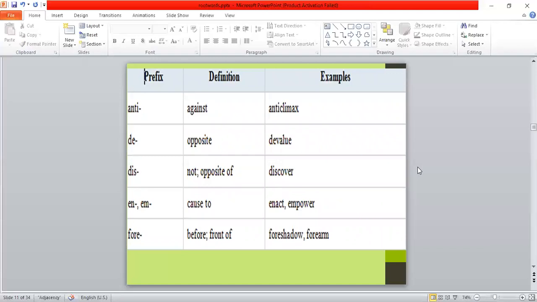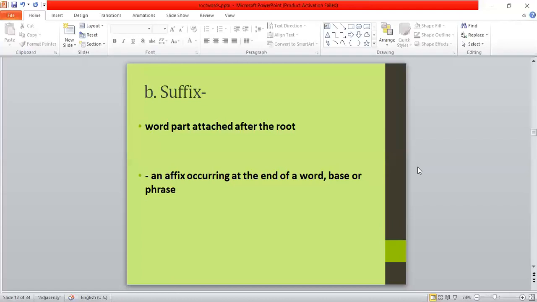Prefix anti means against. For example, anticlimax. Prefix de means opposite. For example, devalue. Prefix dis means opposite of or not. Discover. Prefix en or em means cause to. Enact, empower. Prefix fore means before or front of. Foreshadow, forearm.